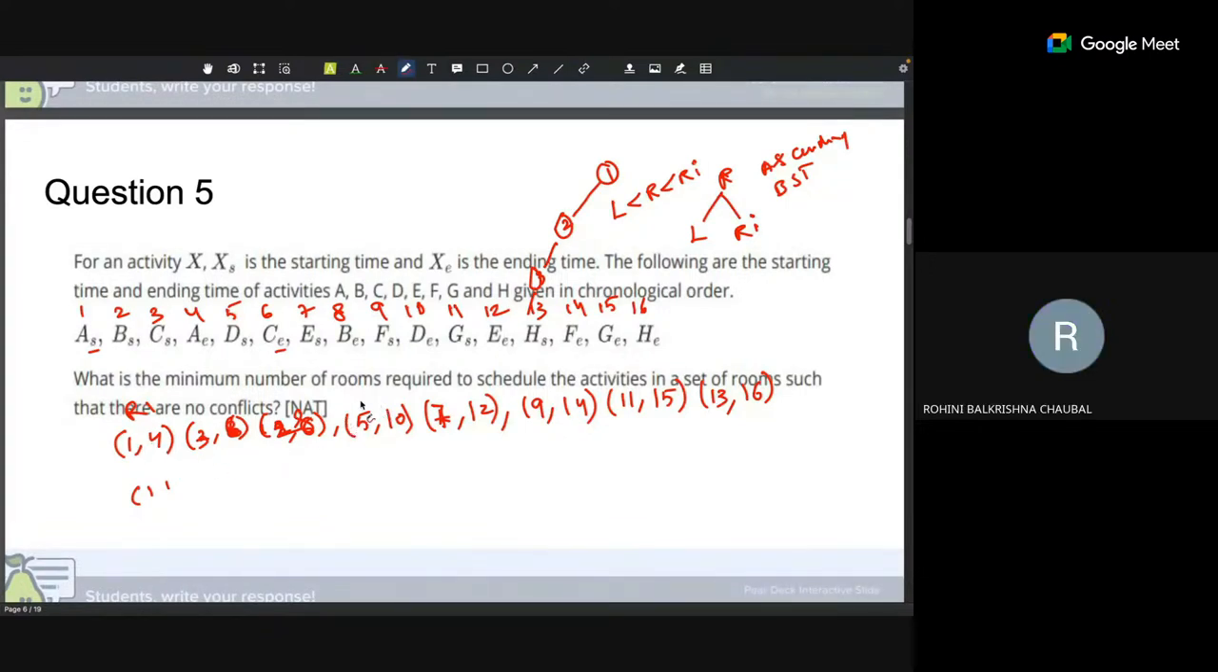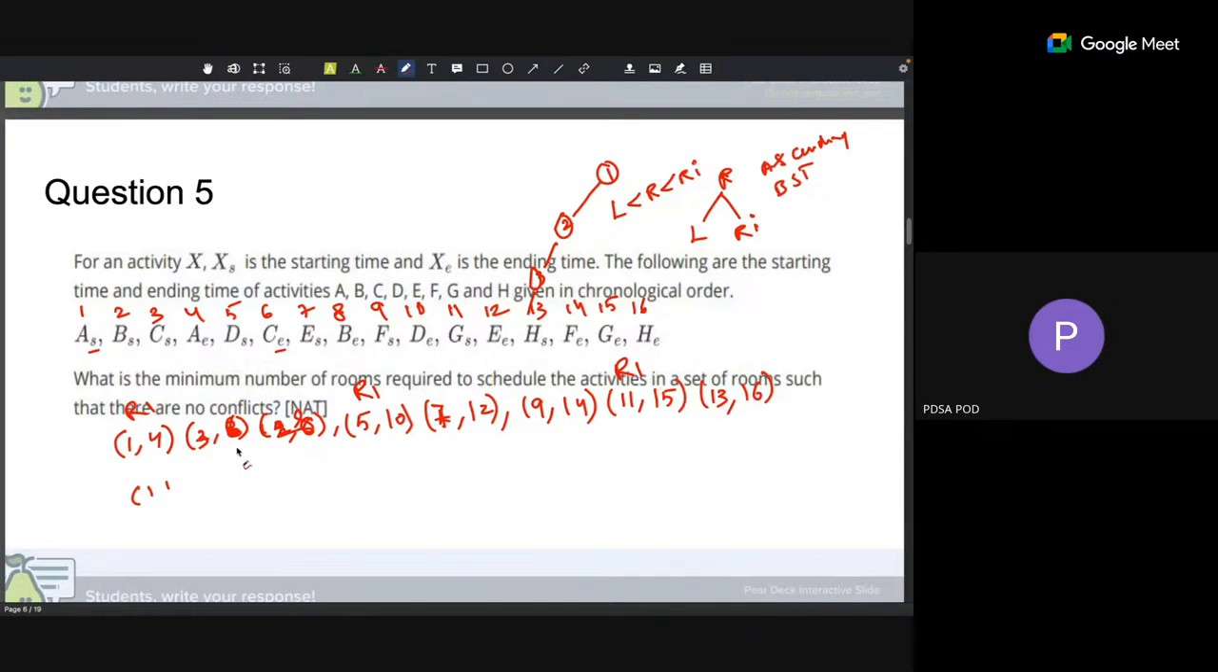Yes, this one R1. I can use it for this one. After 10 is finished, I can use it for this one. R1, no. 10 is over, no? No, 7. I can use it for this one. Yes, clear, you can use it for 11. Okay, so after 15 I cannot do it because starting time 13 is there.